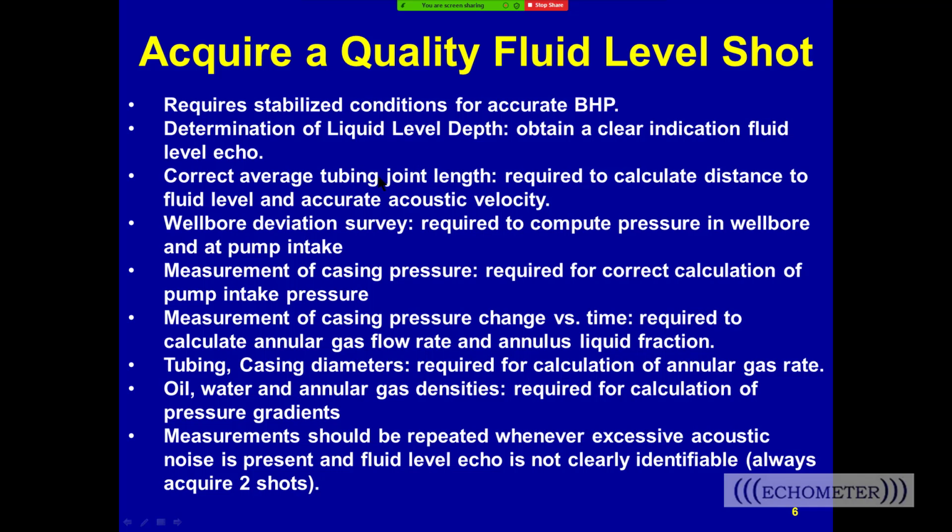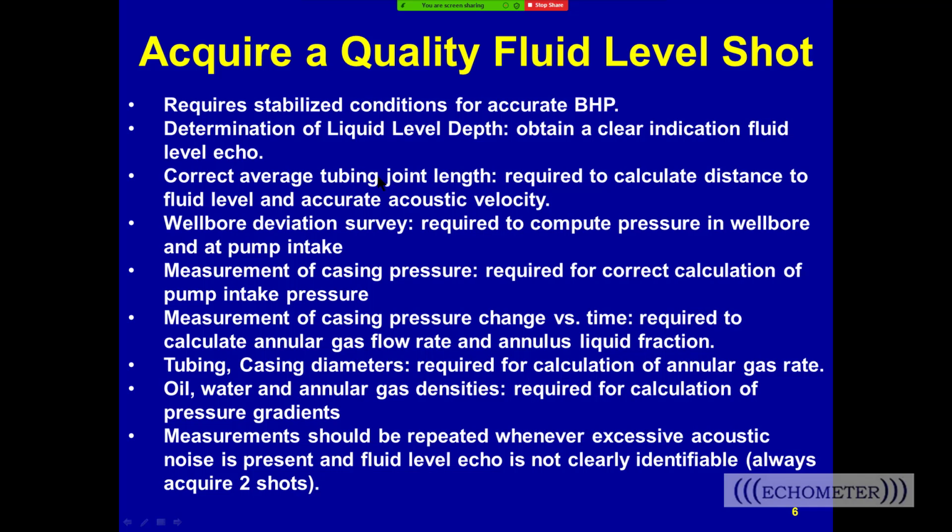Now, once we've acquired the fluid level shot, by default, the automatic analysis method is to count the tubing collar reflections. So we assume that there are tubing collars in the well, and the echoes are uniformly spaced, and we assume that you've entered the average distance between the tubing collars, and then we count them and use the average joint length to determine the distance to the liquid, and we determine how fast the pressure wave went, the acoustic velocity.